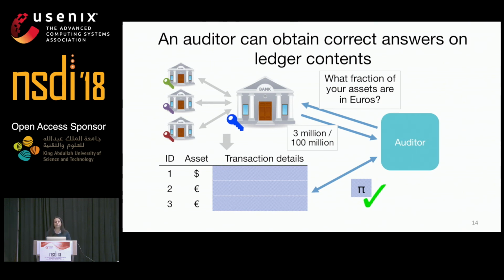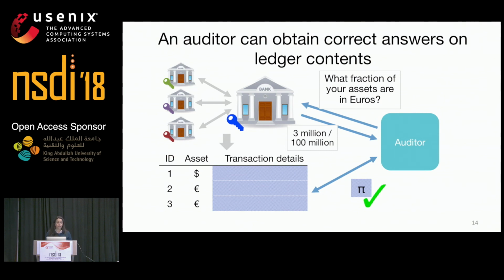There are a few important things to note here. First of all, auditing is interactive. The auditor cannot compute anything about the ledger without actually querying the bank first to receive the answer. This means that it is possible a bank simply might choose not to respond to the auditor.